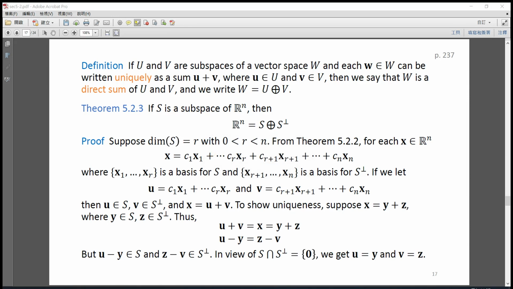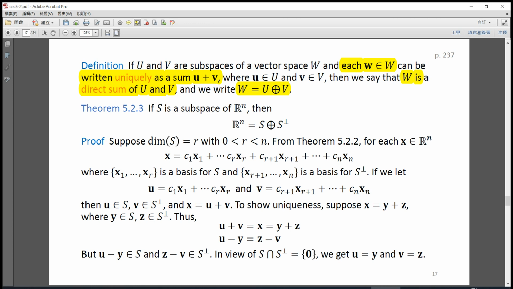Next, we give the definition of the direct sum. If U and V are subspaces of a vector space W, and each w in the vector space W can be written uniquely as the sum of u plus v, where u is from subspace U and v is from subspace V, then we say W is a direct sum of U and V, and we use this notation to denote W is a direct sum of U and V. If W is a direct sum of U and V, then every vector in W can be written uniquely as a sum of two parts, where the first part is from the first subspace and the second part is from the second subspace.